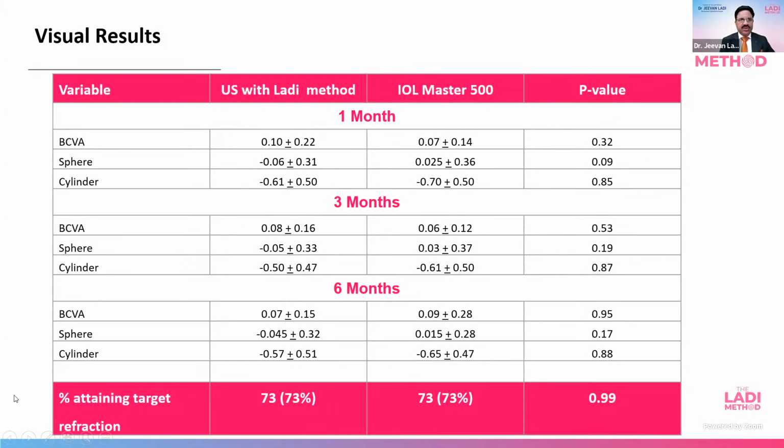Now, visual results, which is the most important part of this study, that is the first group and this is the second group. If you see at 1 month, 3 months, and 6 months, best corrected visual acuity, sphere, cylinder is almost the same in all 3 strata of 1, 3, and 6 months. You can see it is almost the same. So the percentage of patients attaining the target refraction which was set by us was almost the same, that is 73% in both the groups, which is not statistically significant.